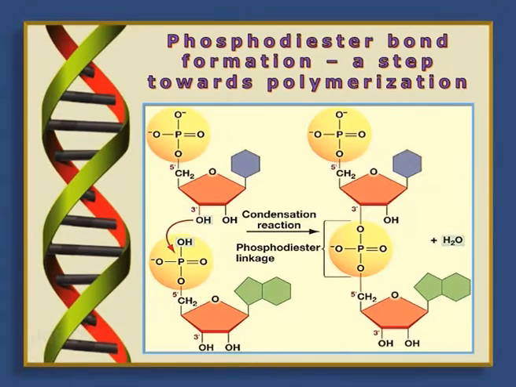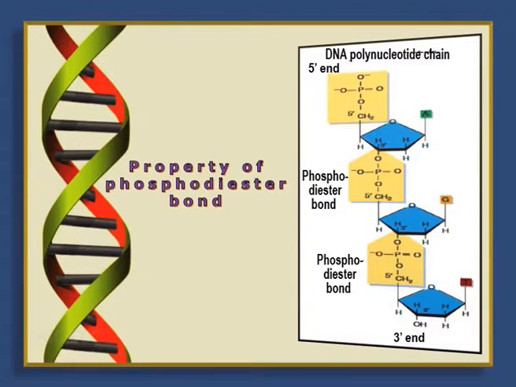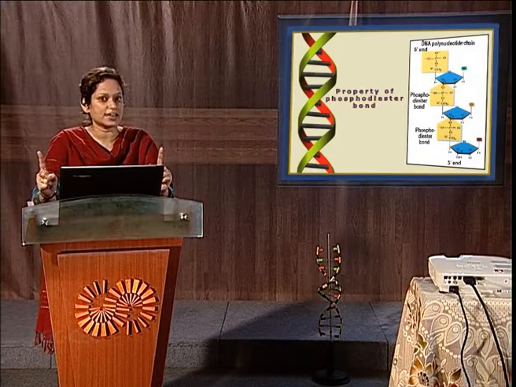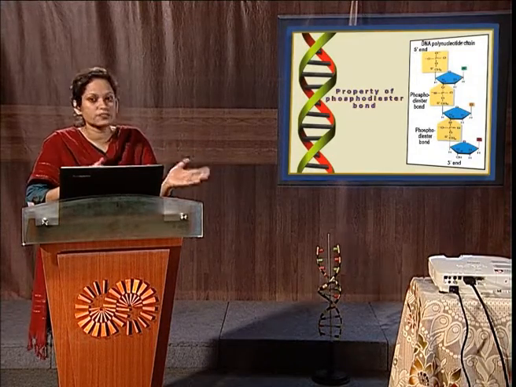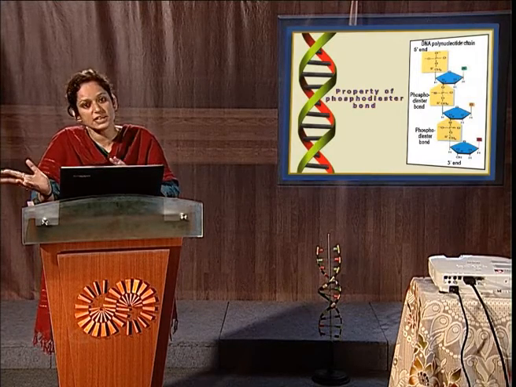The advantage of a phosphodiester bond is that, besides linking two nucleotides, it imparts polarity to the polymer chain. As you can see in this slide, the polymer chain consists of a 5' phosphate group at one end, and at the 3' end it has a hydroxyl group. So we can say nucleic acids, which are polymers of nucleotides, are polar in nature as they consist of a 5' phosphate and a 3' hydroxyl end.